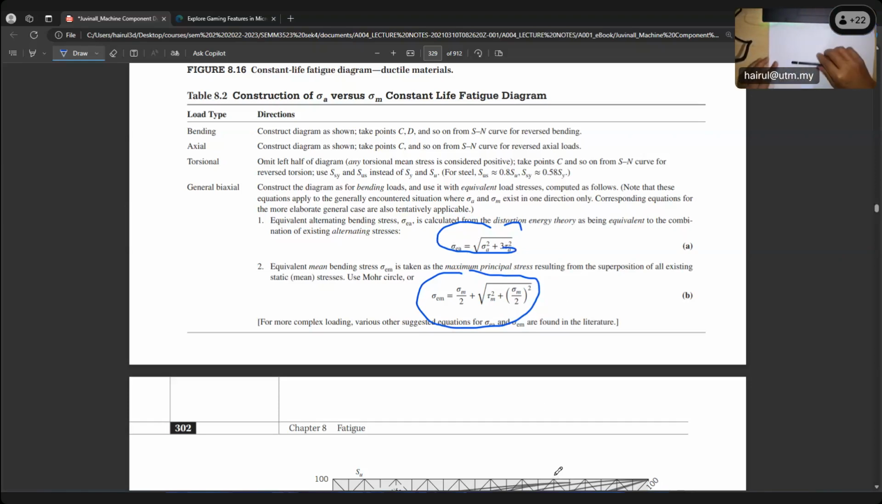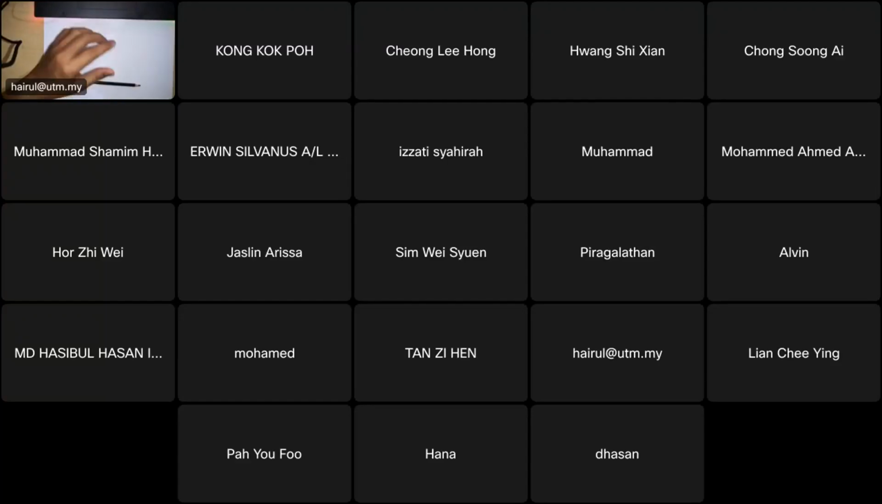Now, if you look back at my live video, let me stop sharing. The equation is like this: sigma EA, you find it here, and sigma EM, you find it. Sn you have already calculated, and from that you calculate your safety factor. So that's how things work.